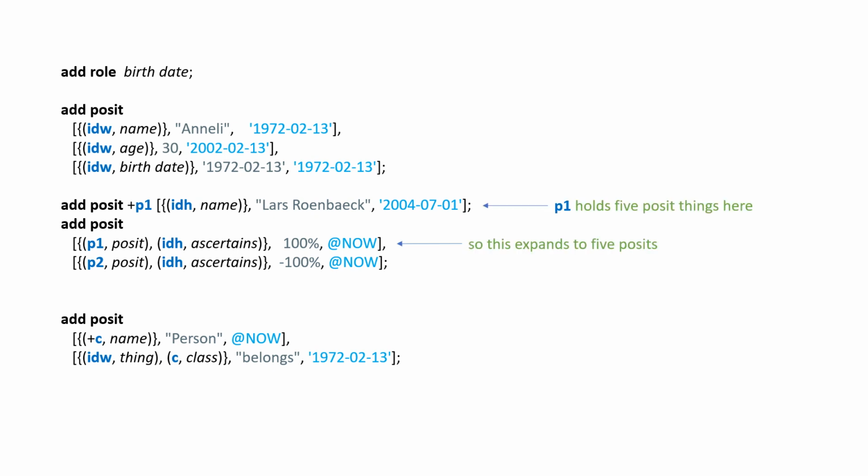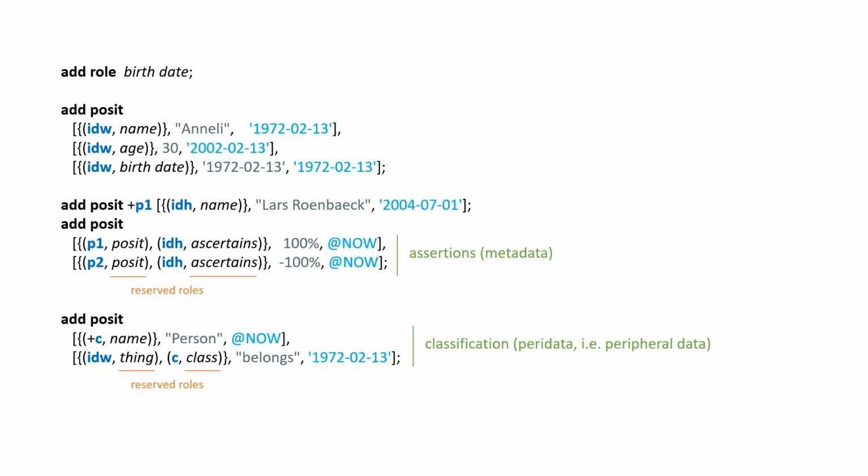And like I said, when you have used the plus sign several times for the same alias, it will contain all of the identities that you've put into that. So in this case, P1 will hold 5 posit things. So in that assertion, where I ascertain this with 100% certainty, that will expand into actually 5 posits that are being stored into the database. And you heard me say assertion, and we have some terminology here as well. When you create these opinions, we call them assertions of posits. And that's an example of metadata. Any posit that contains a reference to a posit is metadata, because it's information about information.